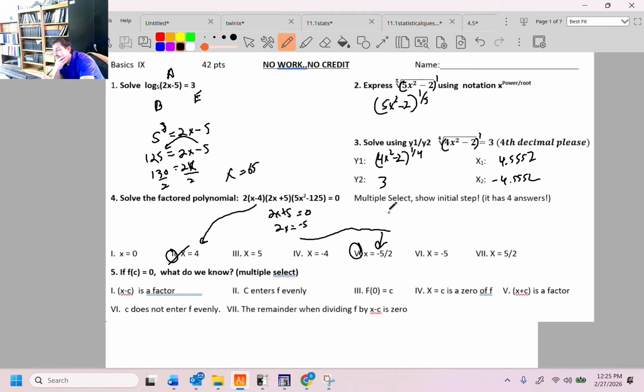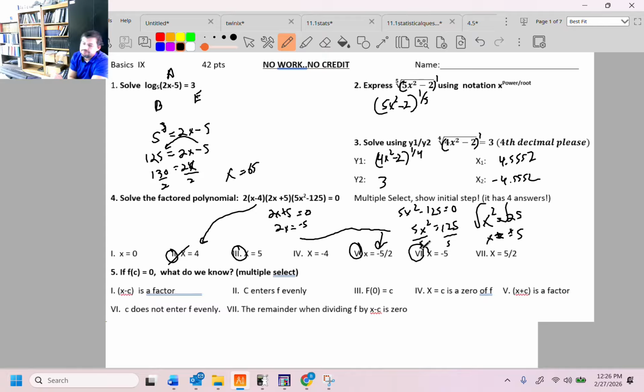The other one we have is 5x squared minus 125 equals 0. We add 125 to both sides. We divide by 5. Notice I ain't pushing buttons on the calculator. You shouldn't either, but you are. X squared is 25. The opposite of squaring is square rooting. So x is, don't forget, and this gets so many kids, the plus or the minus symbol. Positive 5, negative 5. If f of c is 0, this literally means that x equals c.